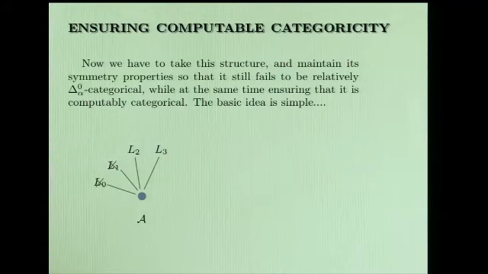Okay, so then we know how we're going to go about making things not relatively delta zero alpha categorical. Now we want to make sure that they're computably categorical. Okay, so in order to do this, there are a few different ideas needed, but the basic idea is pretty simple. The basic idea works roughly as follows.